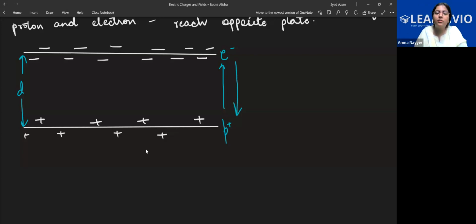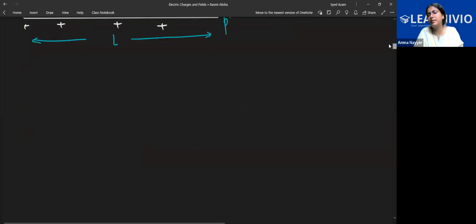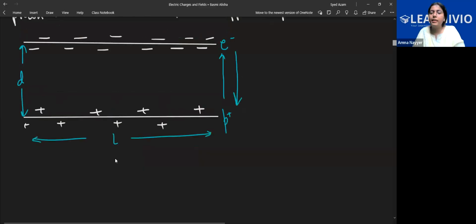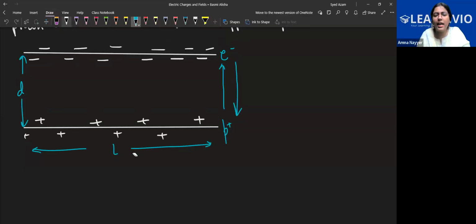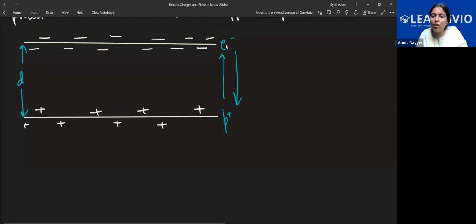Now let's say the length of this plate is some L. Or even you can avoid the length, because right now the movement is across the y-axis only. Let's leave it. We have taken the distance d, that is enough. Now for the electron, for the proton, let's start with the proton.